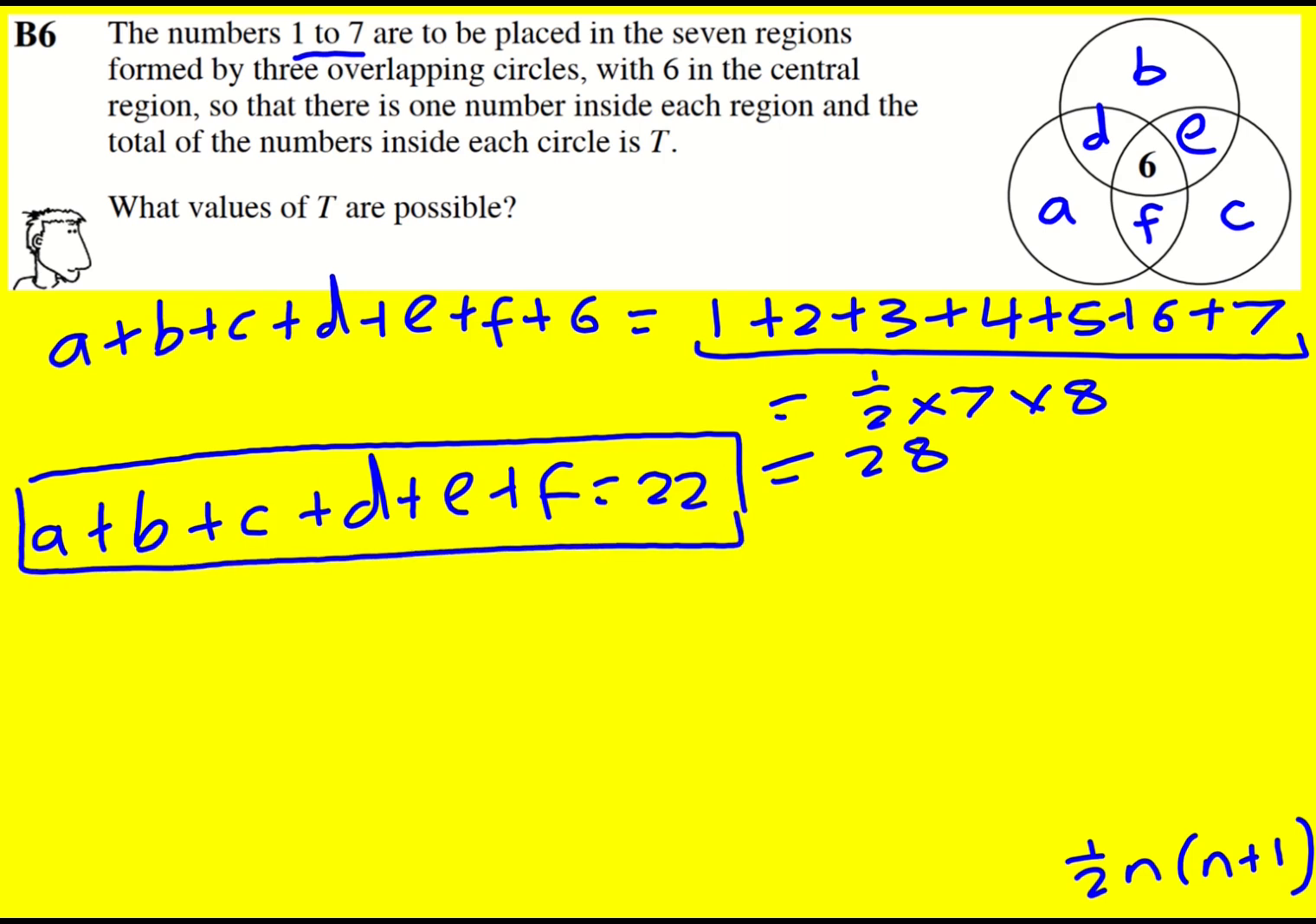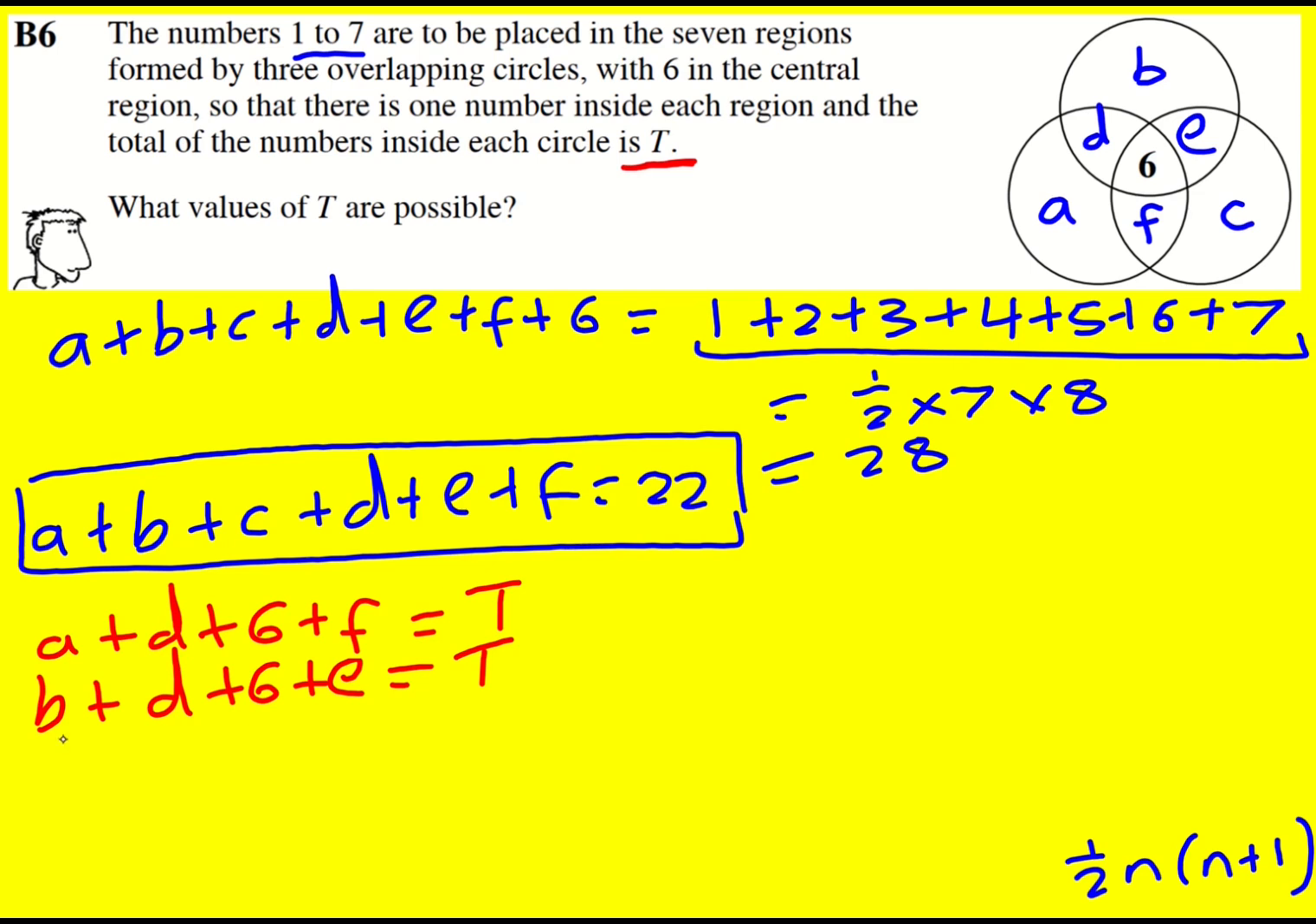Okay, there's other things we can write down. When I did it, I said things like A plus D plus F must equal B plus D plus E and got some results from that. But a more crucial one, because we're interested in the total in the circles, is to start adding each of the circles. So A plus D plus 6 plus F is going to equal T. And similarly, B plus D plus 6 plus E is equal to T for the top circle. And then C plus E plus 6 plus F is also equal to T.